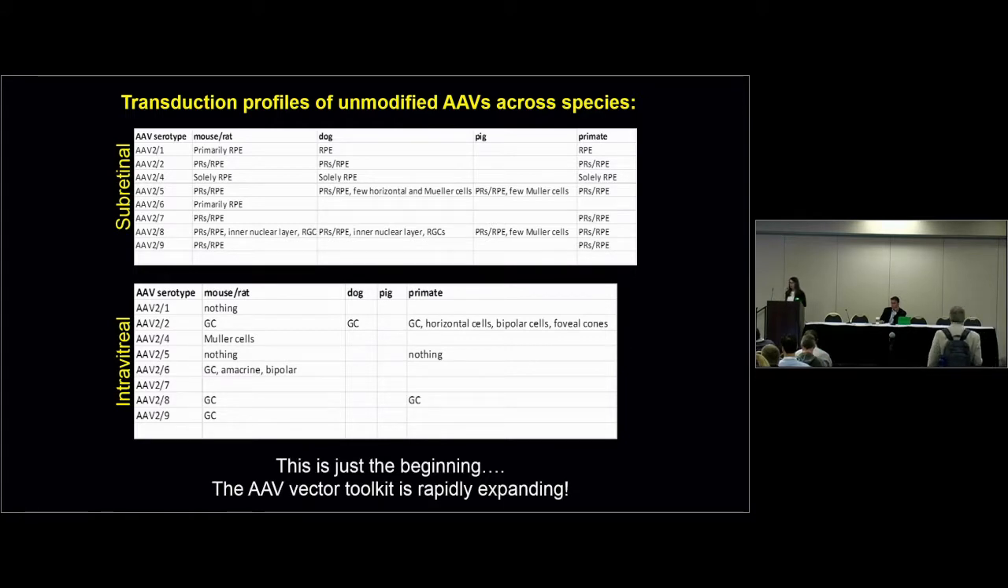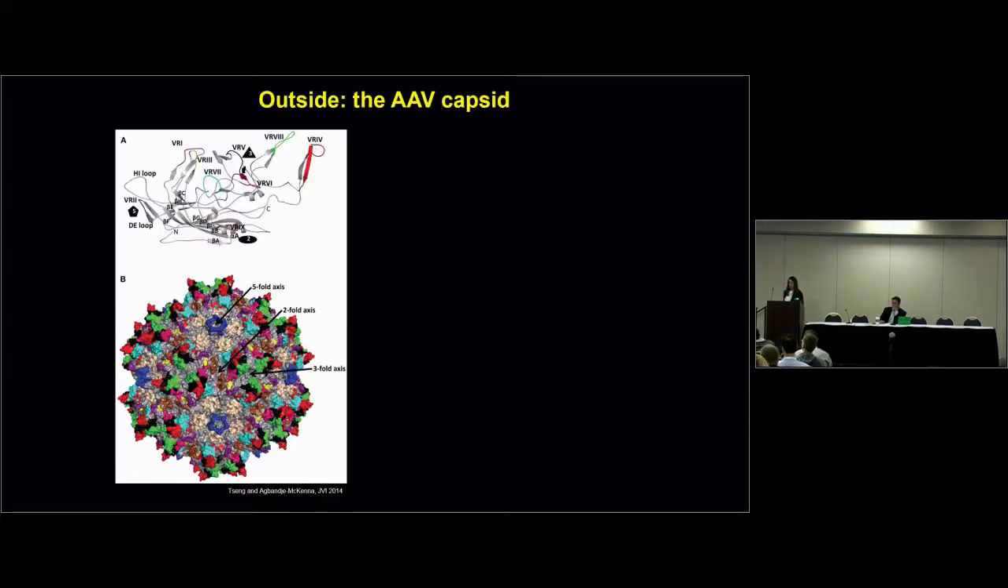But the point of this slide is just to tell you that this was just the beginning. As you've seen in this conference this year, as well as years before it, there are new AAV capsid variants being developed and designed every day at this point. And the reason for that has to do with the AAV capsid being so malleable.